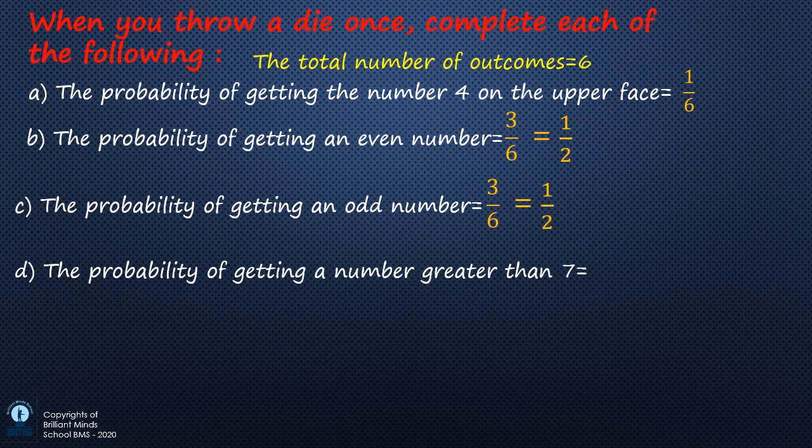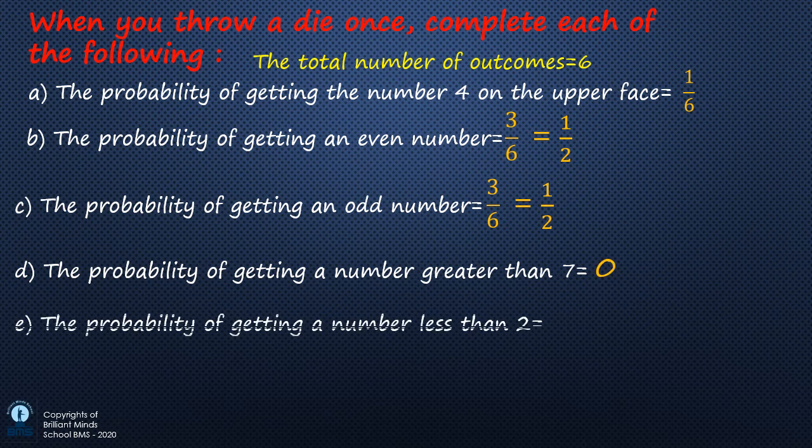Number D, the probability of getting a number greater than 7. Do we have 7 on the die? No, we don't. We have 1, 2, 3, 4, 5, 6. So actually we don't have 7. So can we even have any number greater than 6? No, this is an impossible event. What's the probability of the impossible event? Equal 0.